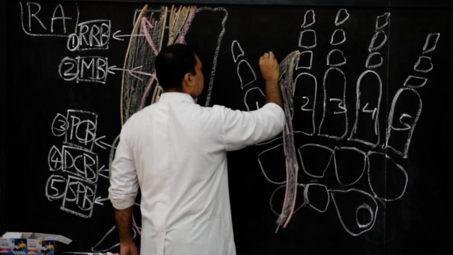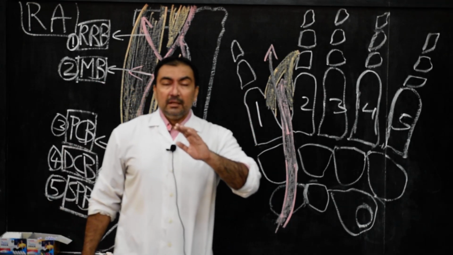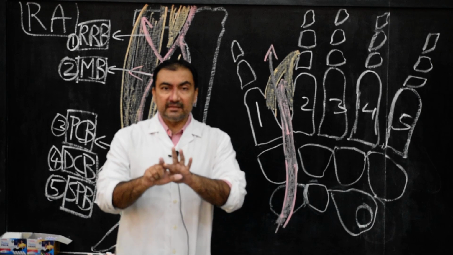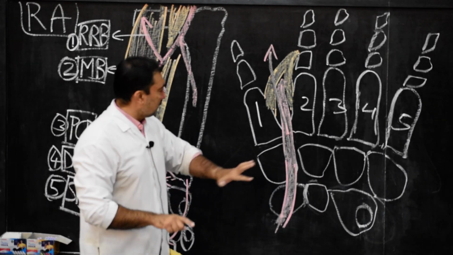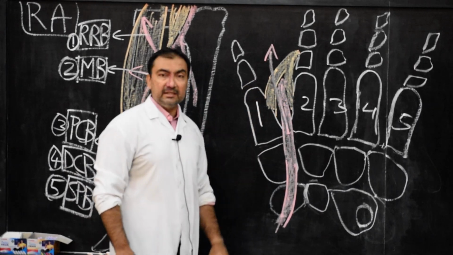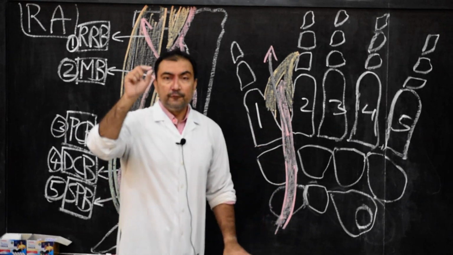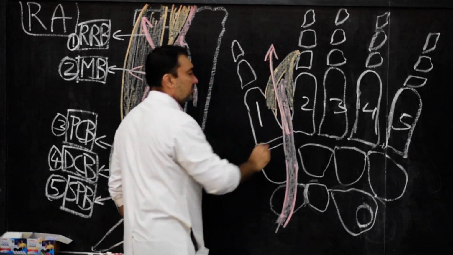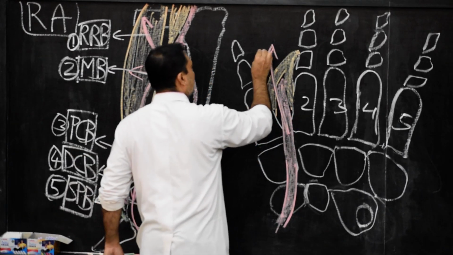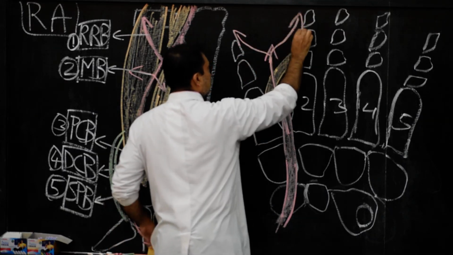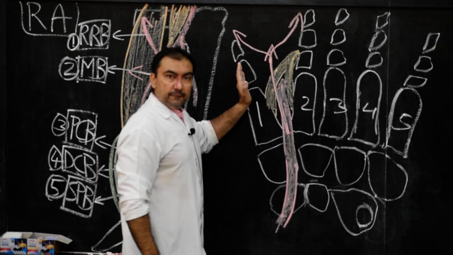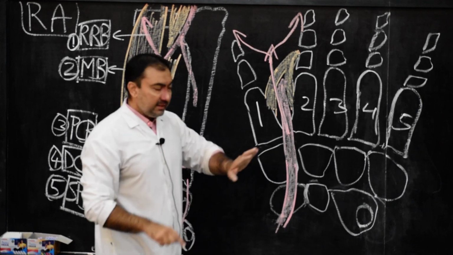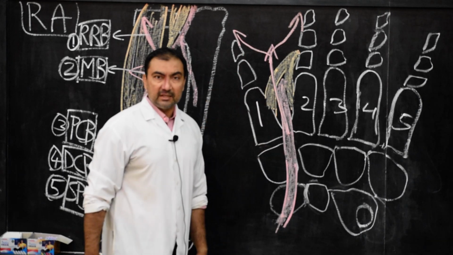It will be known as the branch which will supply the adjacent sides of the thumb as well as the index finger. So therefore, as it is on the dorsum, it is called first dorsal metacarpal artery. This artery will supply the adjacent sides of the first, that is the thumb, and the second, that is the index finger. And it is on the dorsum, so it is called first dorsal metacarpal artery.